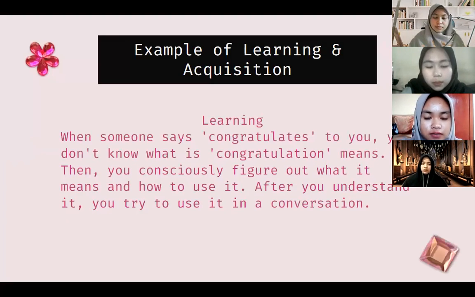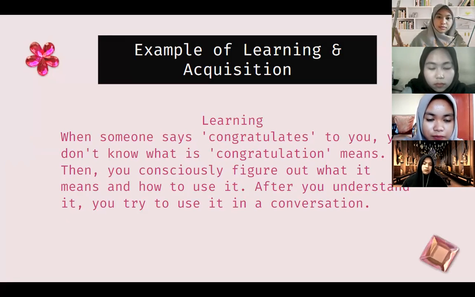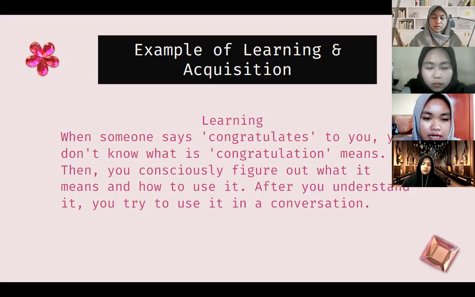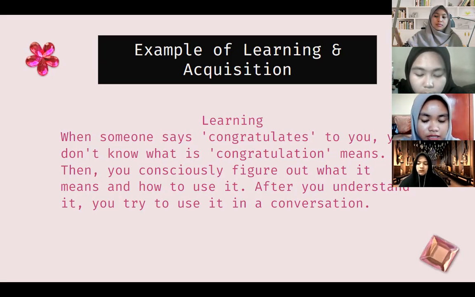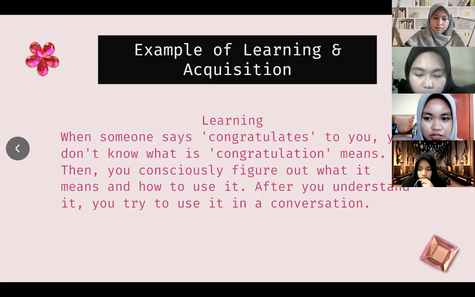So this is the example of learning. When someone says congratulations to you, but you don't know what congratulations means, then you consciously figure out what it means and how to use it. After you understand it, you try to use it in a conversation. So I think that's all for my explanation. Thank you.